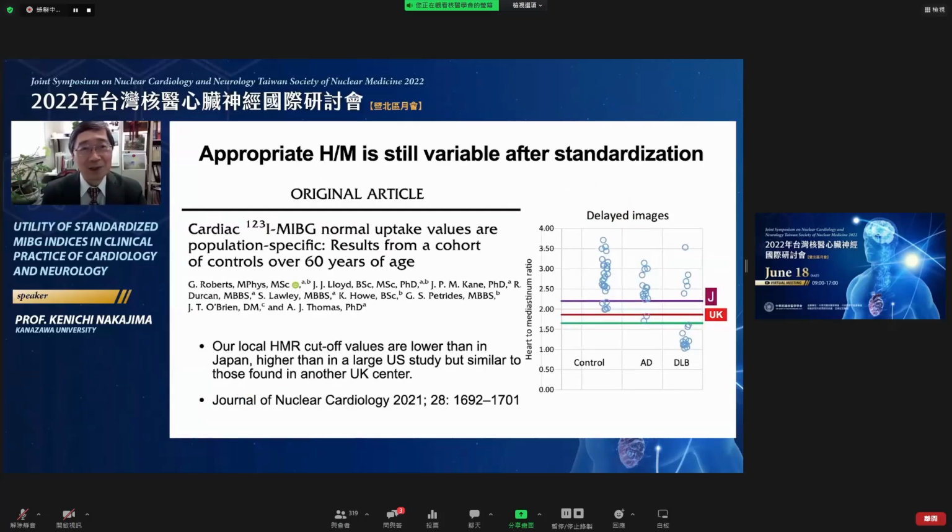However, the appropriate H2M is still variable even after standardization. I would like to note it. Cardiac MIBG normal uptake values are population specific, from patients over 60 years of age. This is reported from the UK, and they said HMR cutoff values are lower than in Japan and higher than in a large US study, but similar to those found in another UK center. This is their study: the UK guideline, the UK threshold, and the Japanese threshold. So they said the UK value is better.